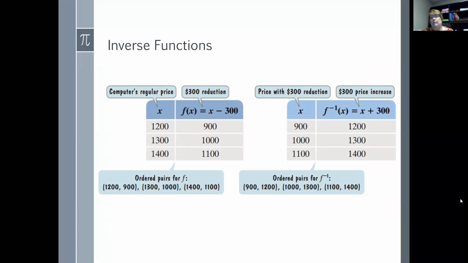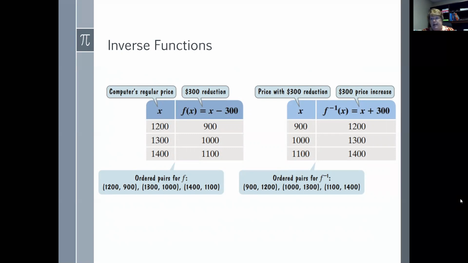So we have over here on the left a table that represents the original price of a computer, and we're subtracting $300. So we're reducing the price of the computer by $300. So if the computer's price was $1,200, when we input $1,200 into our function f, f at $1,200 is $1,200 minus 300, which is 900. Now, if we take that 900 and make that the input of g, that we add $300 to it. So if the input is 900 and we add 300, that's 1,200. So these two functions are inverses of each other.